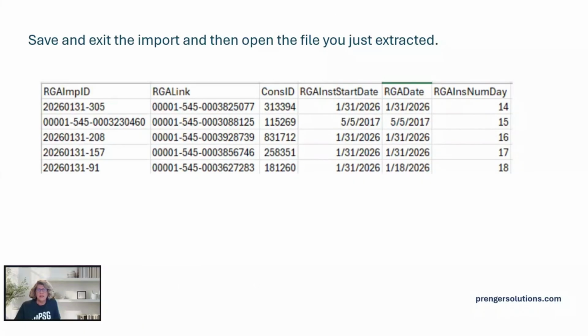So now just save and export the import and open the file that you just extracted. Here's what it may look like. So this is the import ID of the recurring gift, the link that is necessary, constituent ID. This is what the installment start date reads as now. This was the last amendment date, and this is the day of the month that the gift is supposed to be processed. So you see here I have one on the 14th, 15th, 16th, 17th, and 18th.